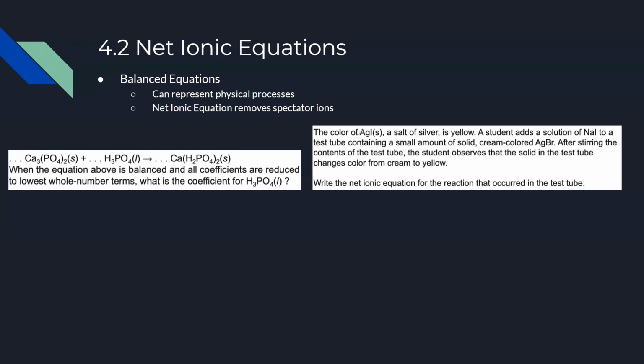The color of AgI, a solid salt, is yellow. A student adds a solution of NaI to a test tube containing a small amount of solid cream-colored AgBr. After stirring the contents of the test tube, the student observes that the solid in the test tube changes color from cream to yellow. So what we have to do is create a net ionic equation.